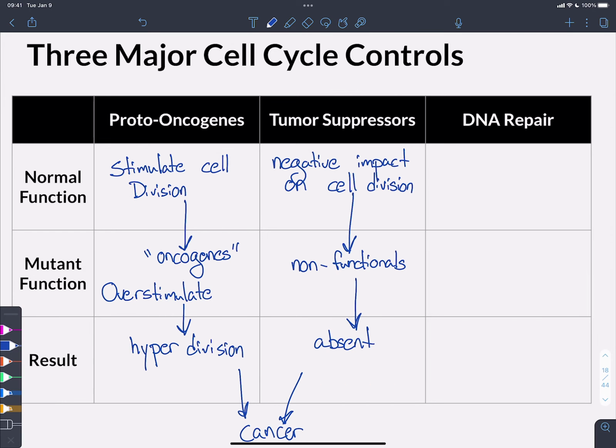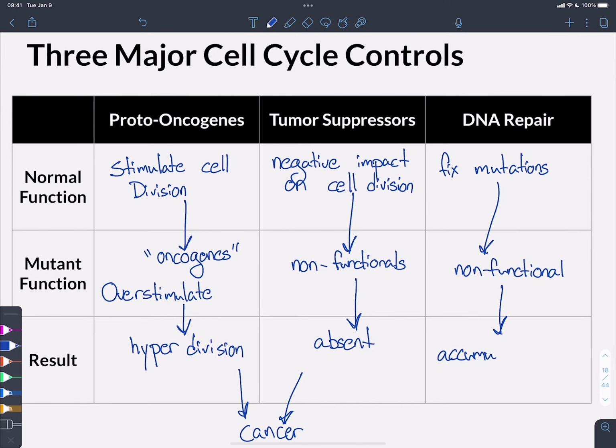Your DNA is constantly being mutated by chemicals and through cell division, through all these things, and you have a variety of different enzymes whose entire job is to go through your DNA and to fix the mutations that are occurring. In mutant situations, these genes become non-functional. And so as a result, your genome begins to accumulate mutations and does not fix them. The end result of this, of course, is that you wind up getting mutations in your proto-oncogenes and your tumor suppressors that make them much more likely to become non-functional and lead to the development of cancer.